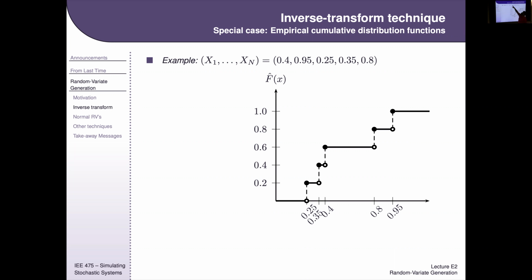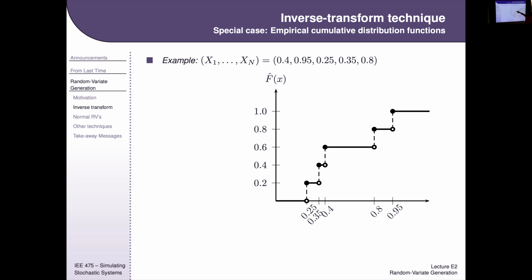Here I've got these samples: 0.4, 0.95, 0.25, 0.35, 0.8. I sorted them all, and then I plotted them against their rank here. So 0.25 is first in the order, and there's 5 of them, so that's why it's plotted against 1/5. And then the next one is 0.35. Well, it's second in the order. That's why I've plotted it against 2/5, and so on.